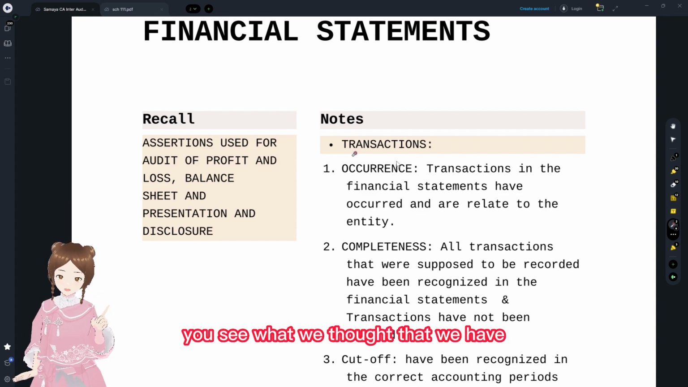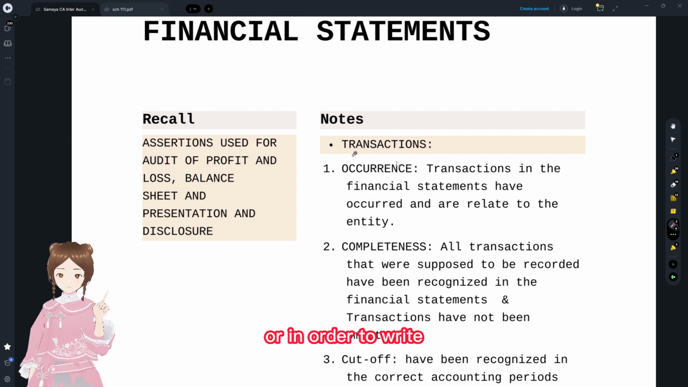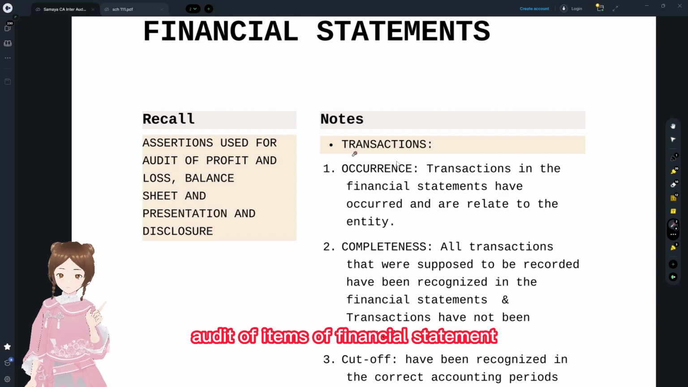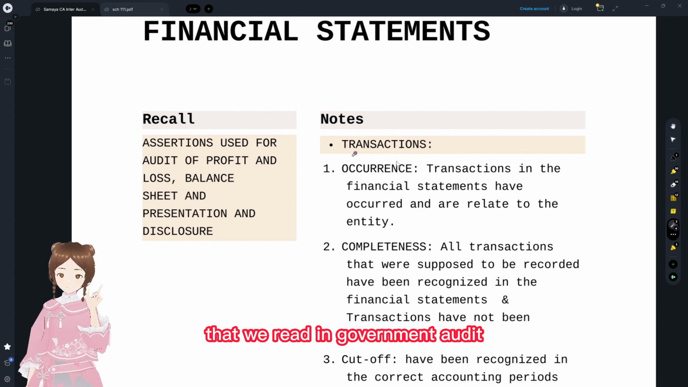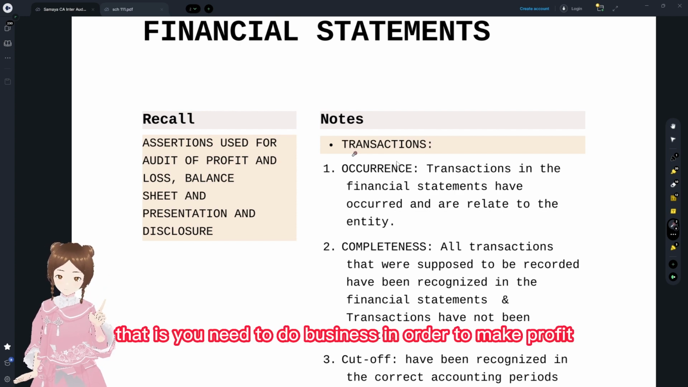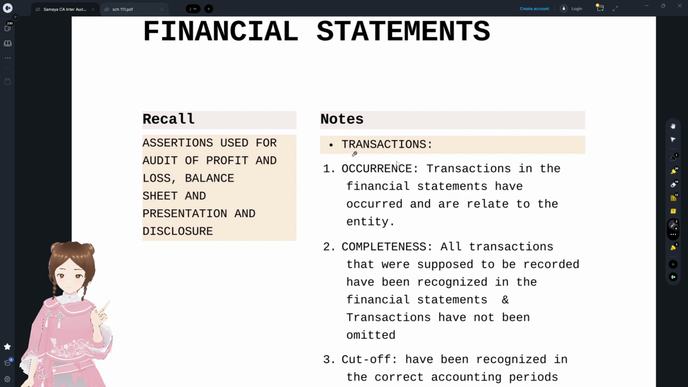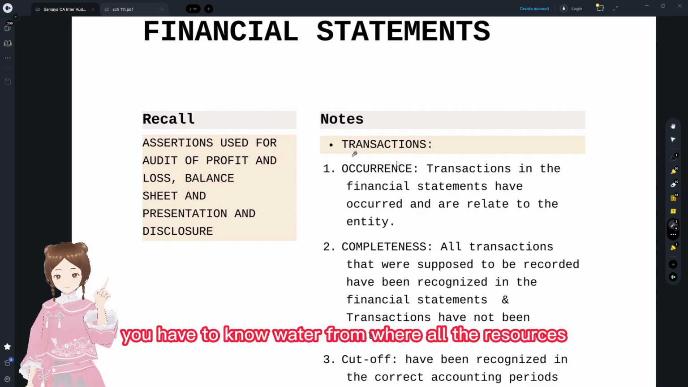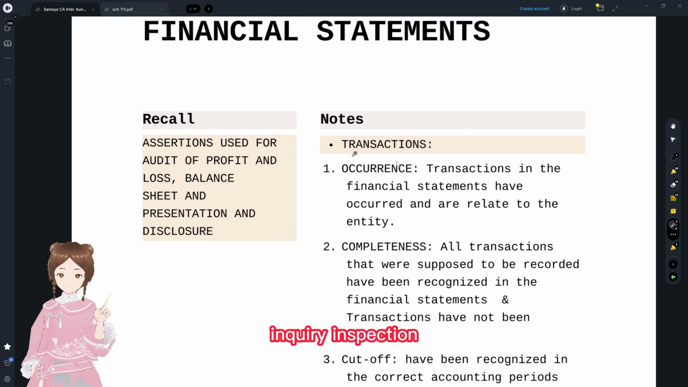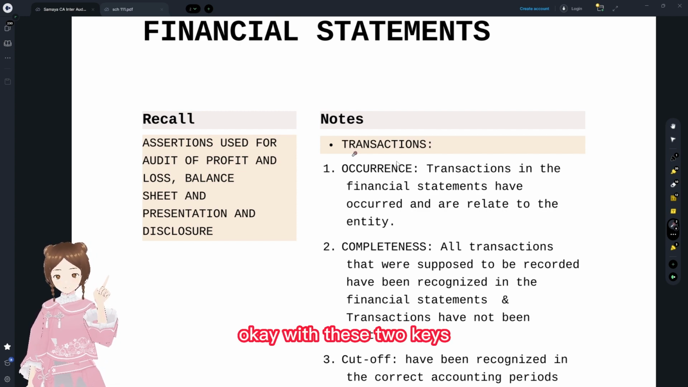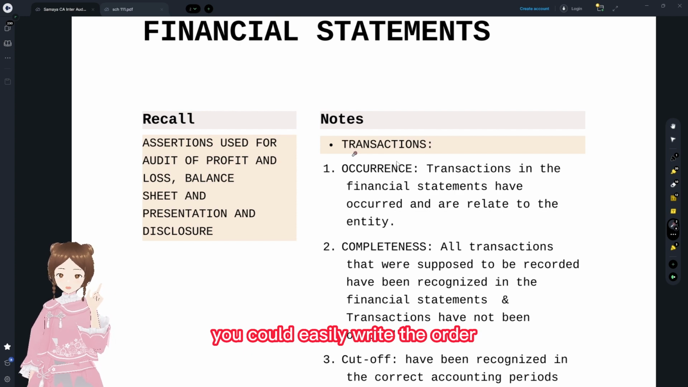We'll be discussing two keys in order to write audit of items of financial statements. The first key is proprietary audit principles that we read in government audit. What are proprietary audit principles? You need to do business in order to make profit, that is, you need to have sound business principles. The second key is knowing from where we could obtain audit evidence. That is our favorite question: inquiry, inspection, observation, recalculation, reperformance, external confirmations. With these two keys, you could easily write the audit of financial statements.